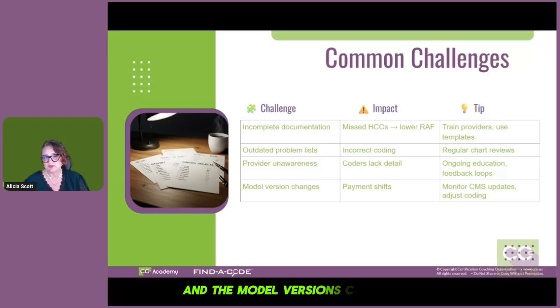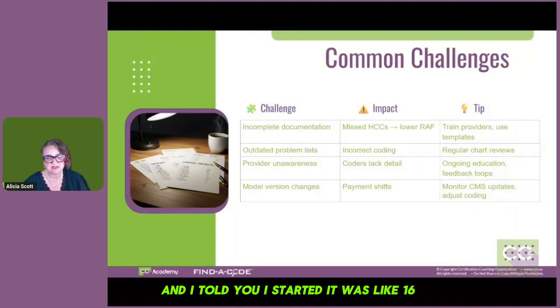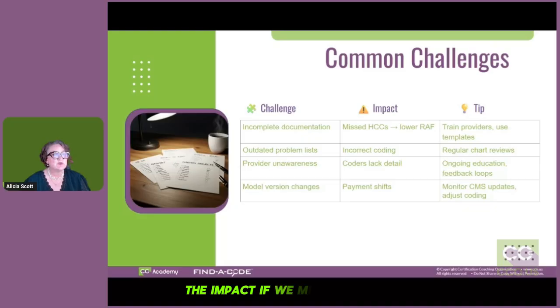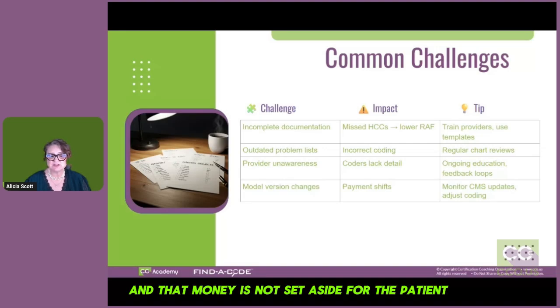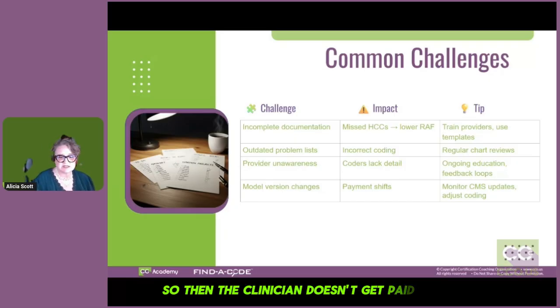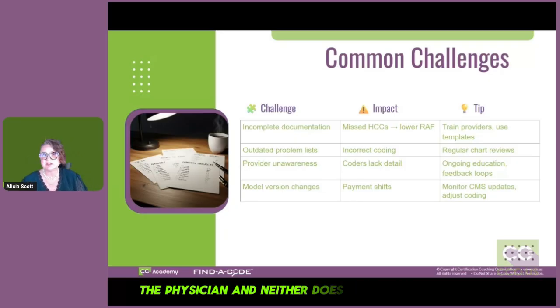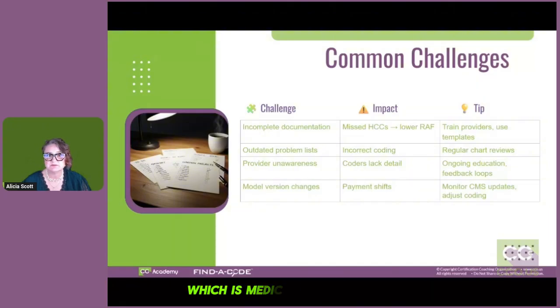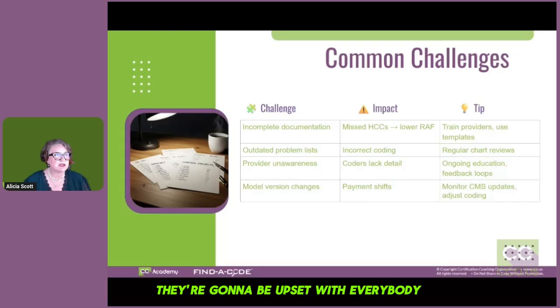And the model versions change. We're already on 28, and I told you I started and it was like 16. And they're not changing them every year. The impact: if we miss the HCCs, the diagnoses that carry weight, then the patient's RAF score goes down, and that money's not set aside for the patient. So then the clinician doesn't get paid, the physician, and neither does the payer, which is Medicaid or Medicare. Medicaid and Medicare have an HCC program. So they're going to be upset with everybody.